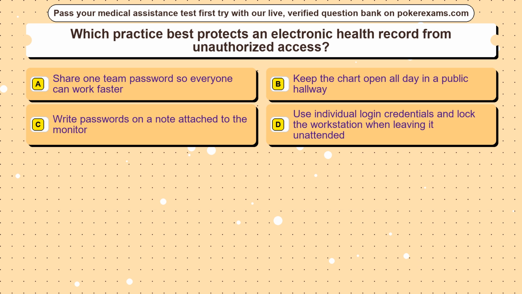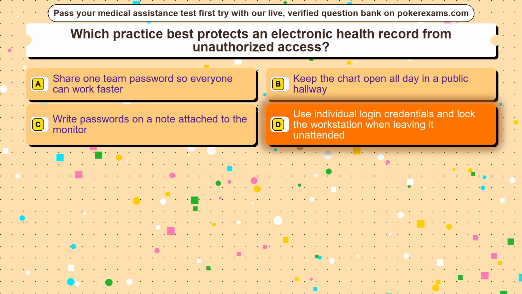Question 73. Which practice best protects an electronic health record from unauthorized access? Option A. Share one team password so everyone can work faster. Option B. Keep the chart open all day in a public hallway. Option C. Write passwords on a note attached to the monitor. Option D. Use individual login credentials and lock the workstation when leaving it unattended.